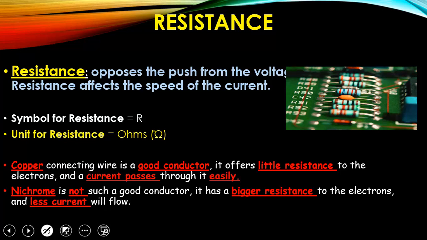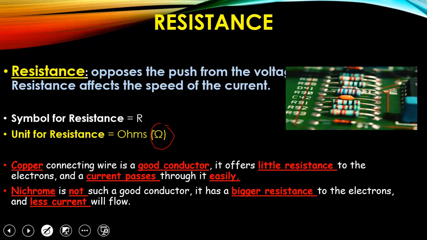The unit or measuring unit of resistance is called ohm, and its symbol is Ω. Okay, copper connecting wire is a good conductor. It offers a little resistance to the electrons and the current passes through it easily. So we use copper in electric connections.